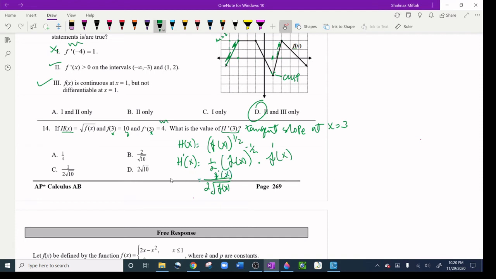Now I have to plug in everything. Everywhere I see x, I have to plug in 3. So I got h prime 3 equal to f prime 3 over 2 square root of f of 3. Now plug in the values that are given. F prime 3 is 4, 2 stays here, and square root of f of 3 is square root of 10. You can simplify this, and that's going to give me 2 over square root of 10, and the answer is B.